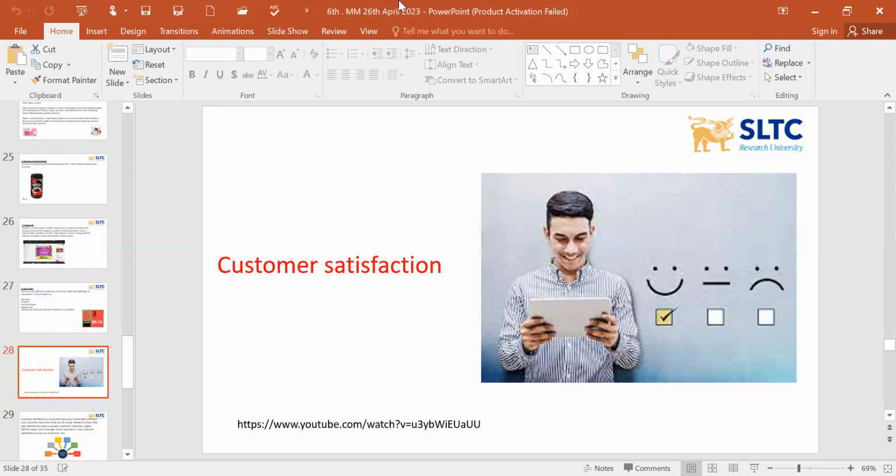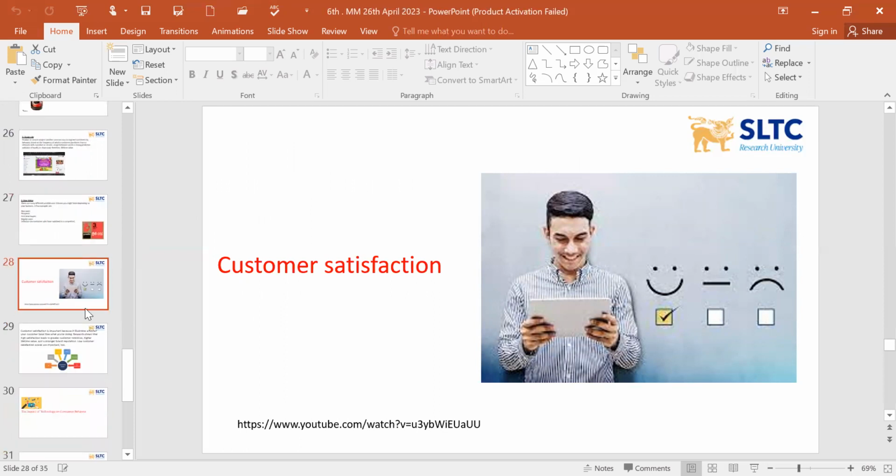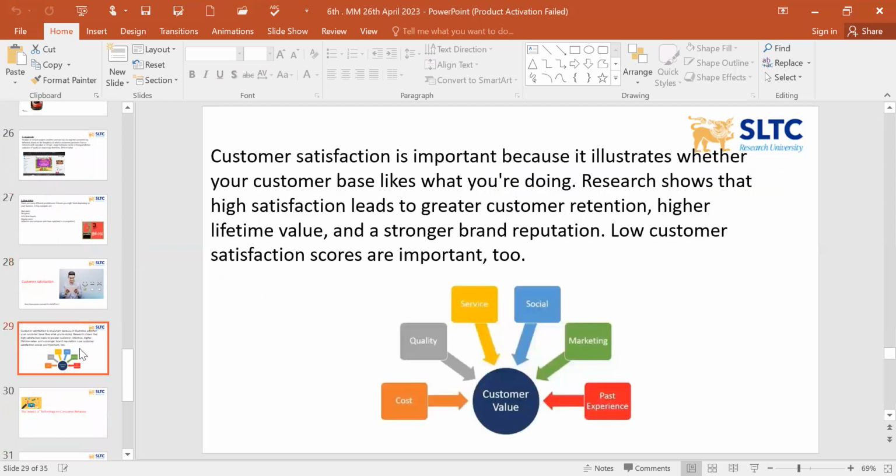Whatever segmentation we do, whatever campaigns we run to convince, but is he satisfied? Now this is something that we need to be aware of. So how does customer satisfaction come into effect? Customer satisfaction is most important because it illustrates whether your customer base likes what you're doing. Research shows that high satisfaction leads to greater customer retention, higher lifetime values, and stronger brand reputation. Low customer satisfaction scores are important too.